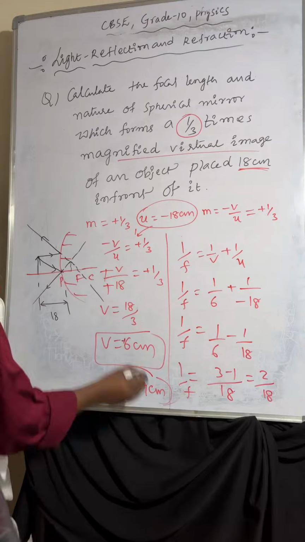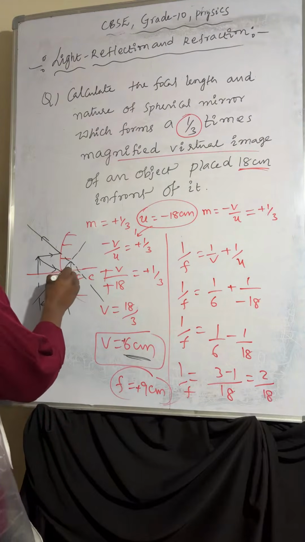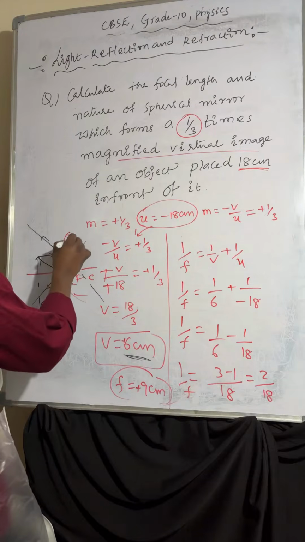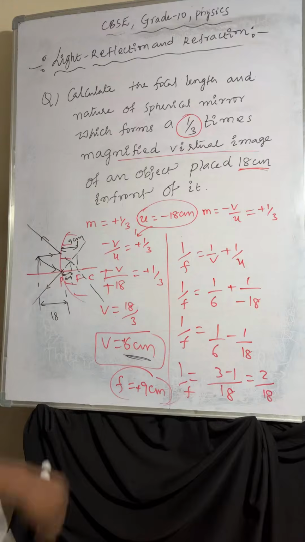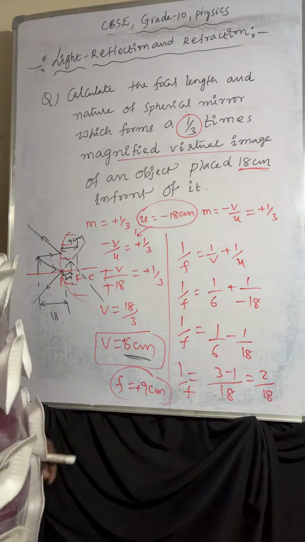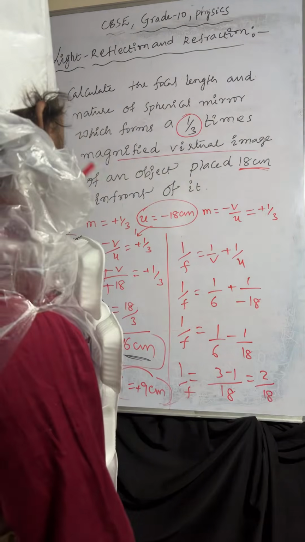Here the image is 6 centimeter, and the focal length is 9 centimeter. So this is the diagram. Like this, I have to draw the diagram. Is it clear? Understood? Once again I'll explain, check once.